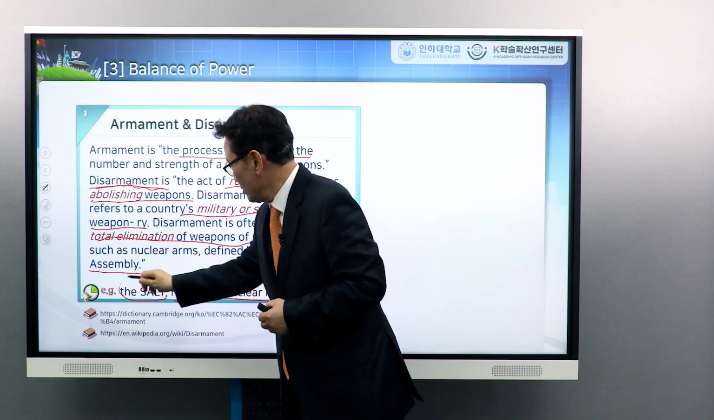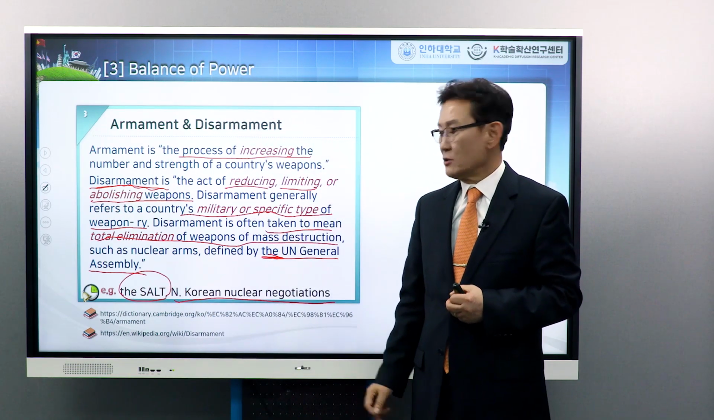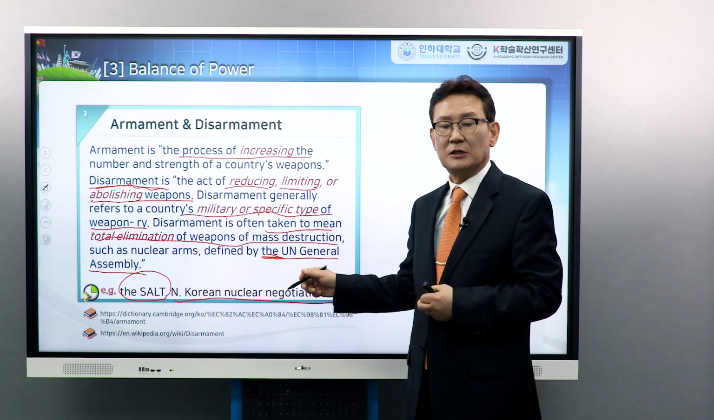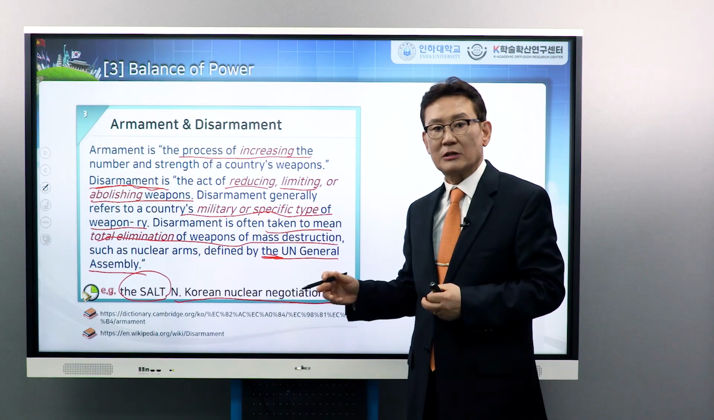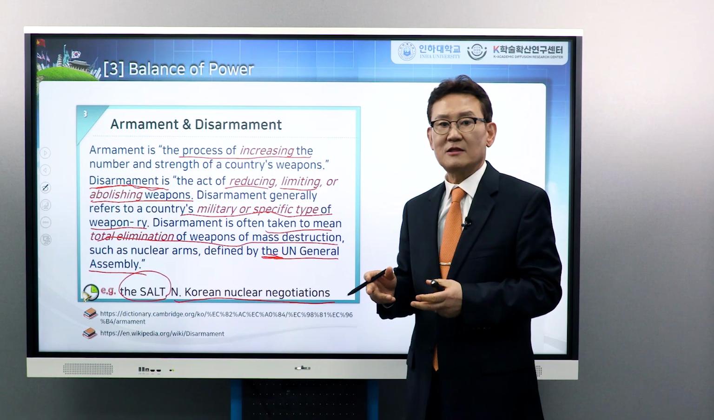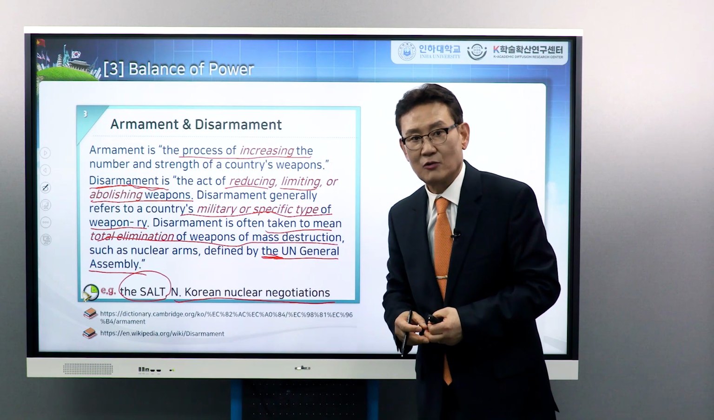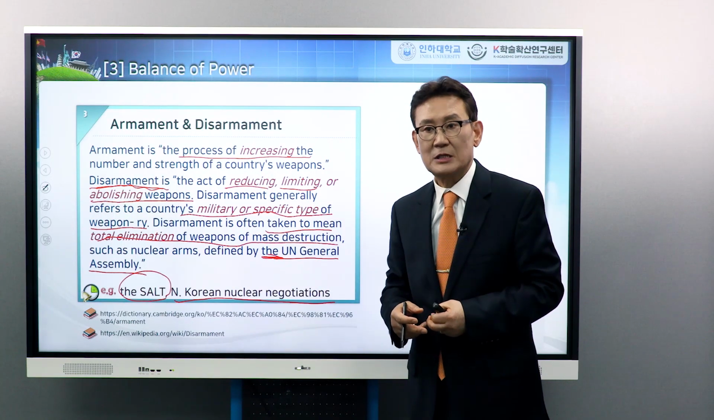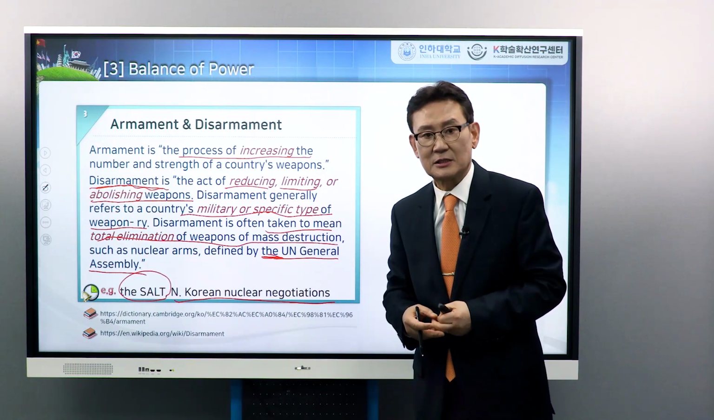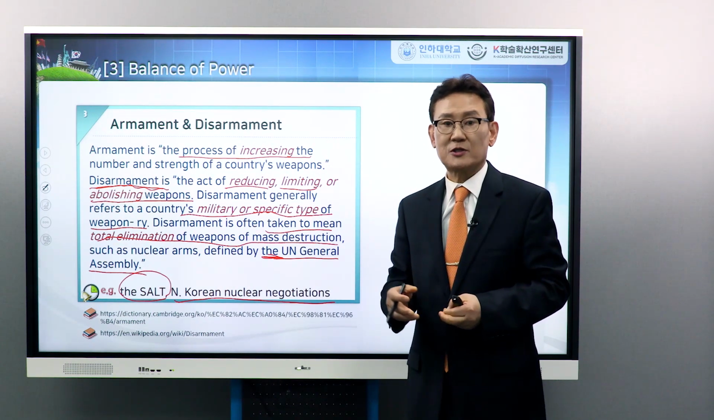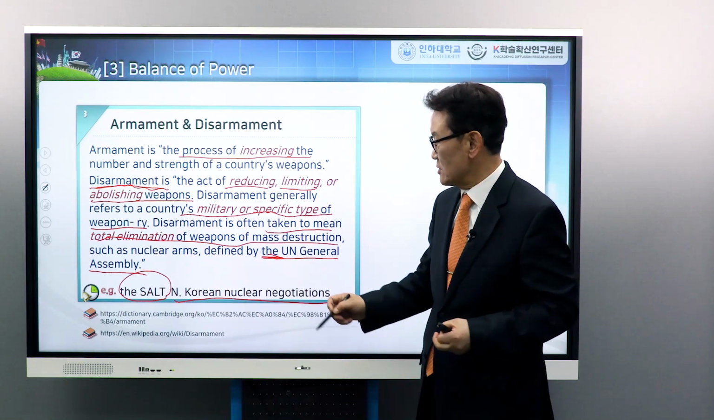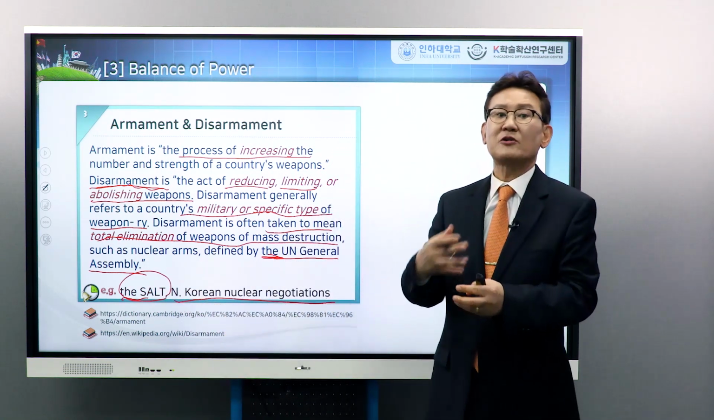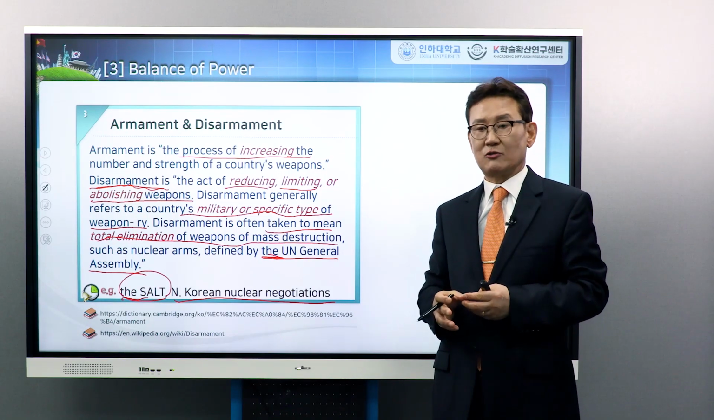And the former SALT between the US and Soviet Union, the strategic arms limitation talks. In the 1960s and 70s, 80s, the US and the Soviet Union respectively had more than 10,000 nuclear warheads. With those, the countries could destroy the world more than 200 times. So they had more than enough nuclear warheads. So they started to reduce numbers of nuclear warheads in their agreements, the SALT agreement, strategic arms limitation talks. So they voluntarily reduced numbers of nuclear warheads.